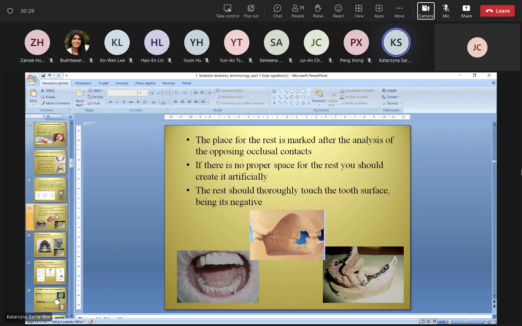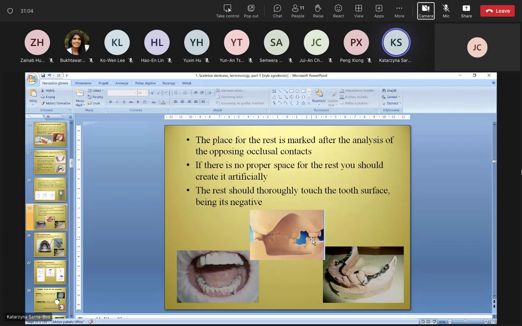The place for the rest is marked after the analysis of the opposing occlusal contacts. You see here on the gypsum model, all the time we should analyze the models and find the proper place to put the supporting elements. And of course, we need to have a space for the supporting elements. So if there is no proper space for the rest, you should create it artificially. The rest should truly touch the tooth surface, being its negative.